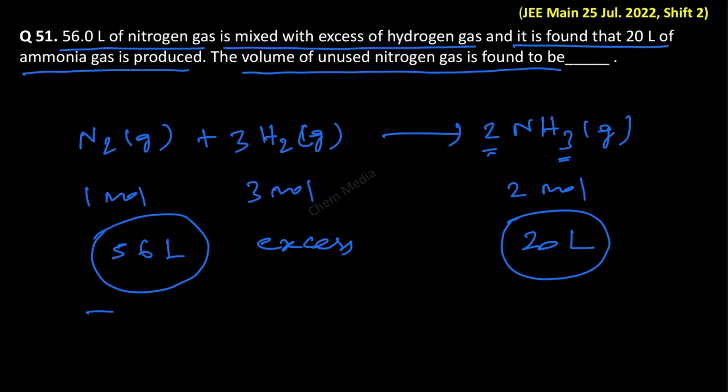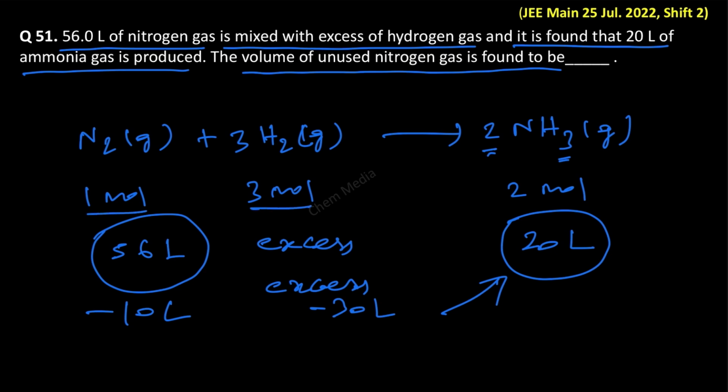It would be 10 liters, isn't it? Only if we lose 10 liters of N2 gas and 30 liters of H2 gas from the excess. This is excess minus 30 liters. Then we can get 20 liters of ammonia, isn't it? Otherwise, we can't get 20 liters of ammonia. That's what the stoichiometry says.